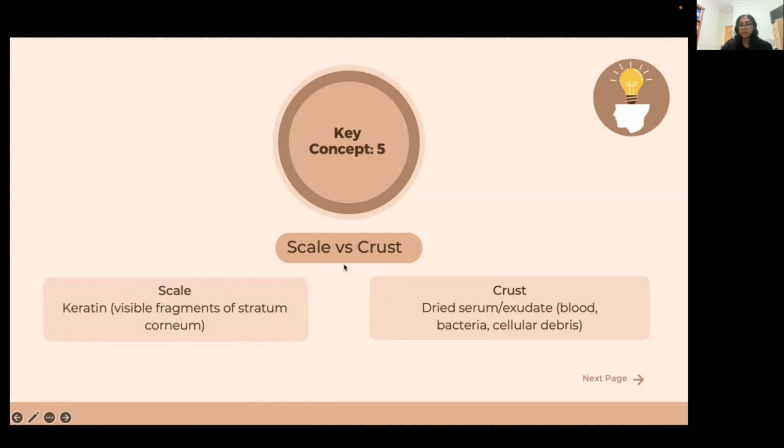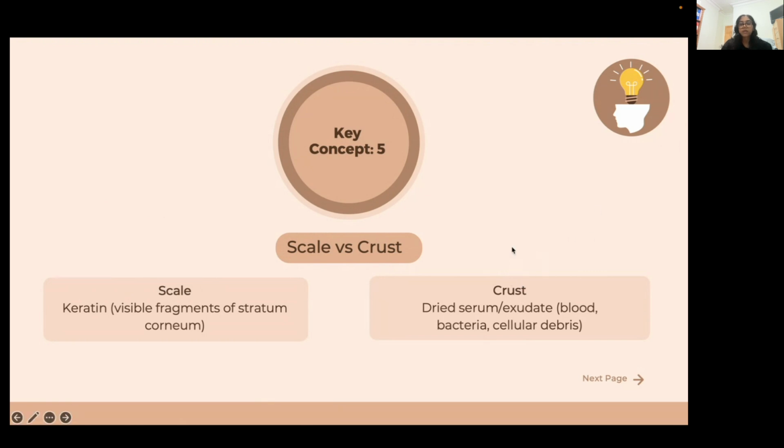But it does depend. So scale is essentially keratin. What we're seeing is visible fragments of the stratum corneum. When I was talking about the epidermis, we were talking about the different layers. So the stratum corneum, the layer at the top. When those keratinocytes break down and they're deposited, that's the scale that we're seeing at the top, and that does tend to be more white in color.